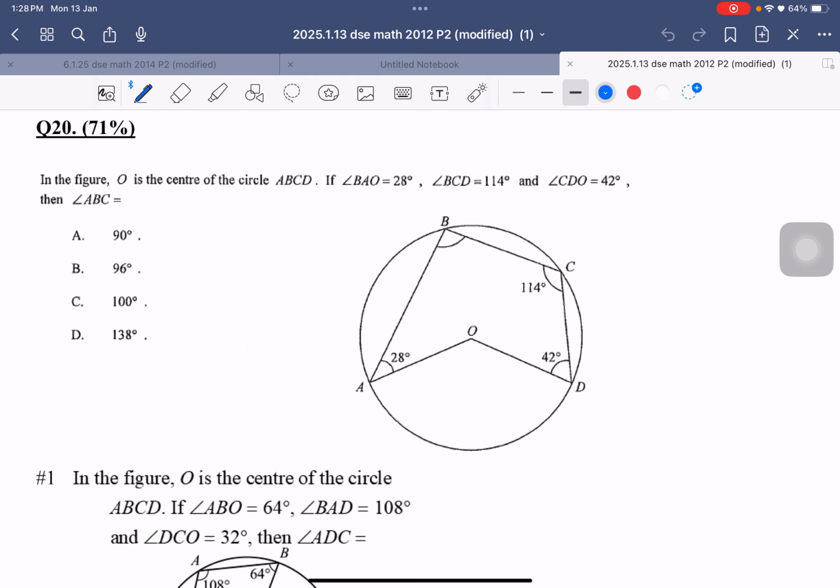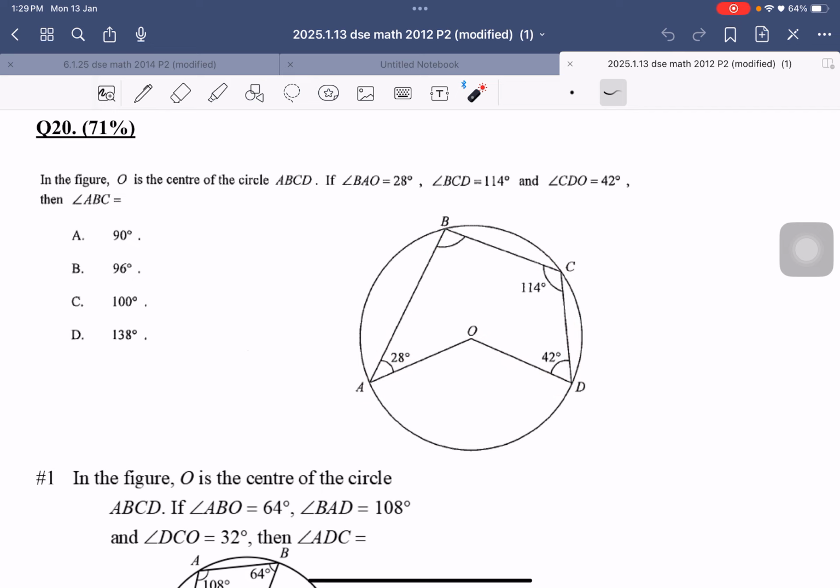Alright, concentrate. So question 20. This is about circles. What can you think about? What do we have? We have O as the center, isn't it? Do we have the diameter? No. So do you need to use the angle in the semicircle? No. But is this the quadrilateral? A, B, C, D. Is this the quadrilateral here? It's not really a quadrilateral yet.